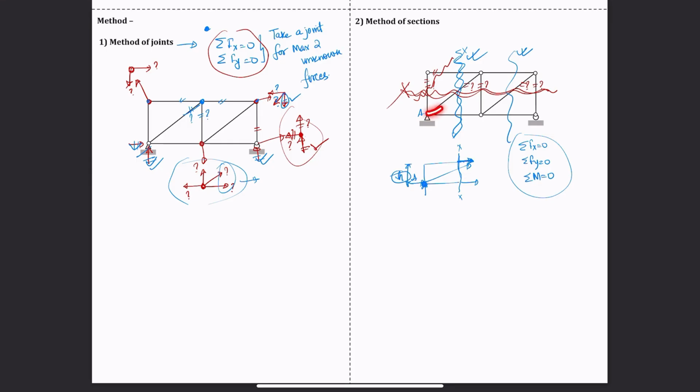So if I'm interested in finding this member, then I can just cut the section for that member and find the unknown forces for that member. So the method of sections is used when you just want to solve one member in a truss. But if you want to solve all the members in a truss, the method of joints is efficient.